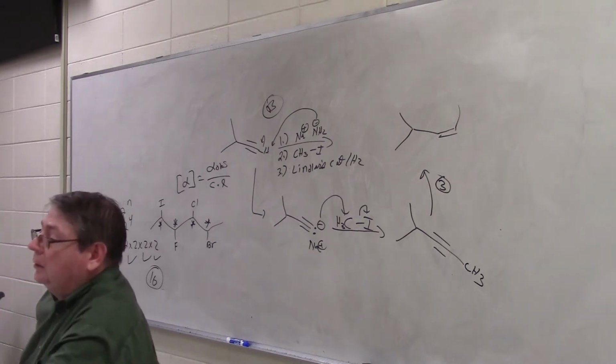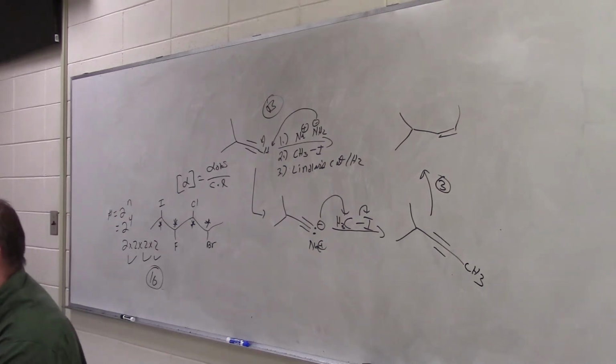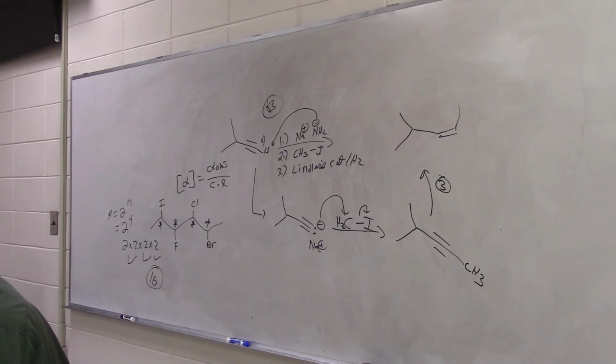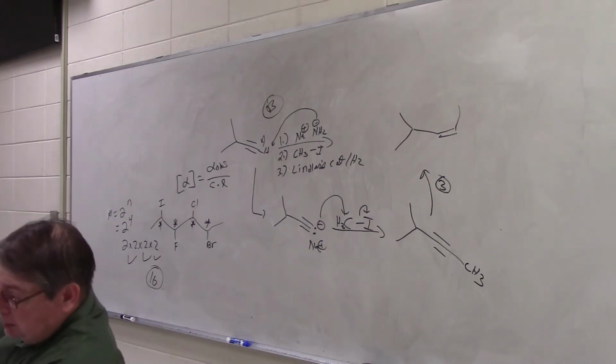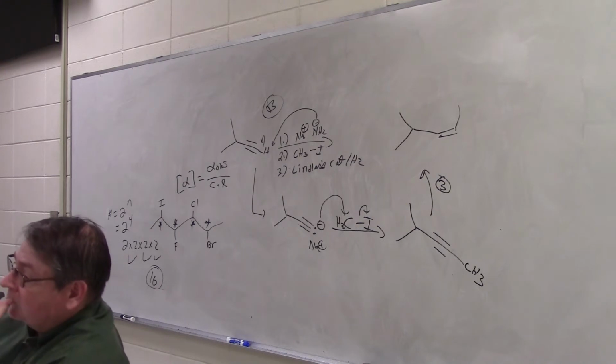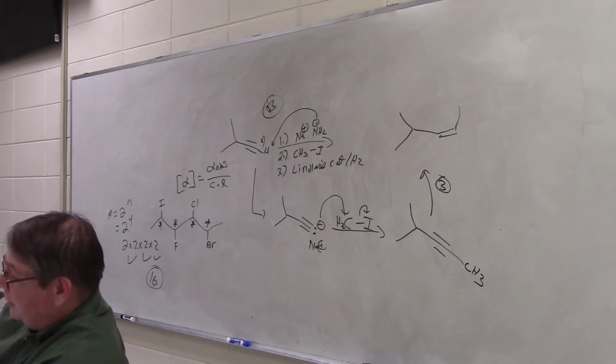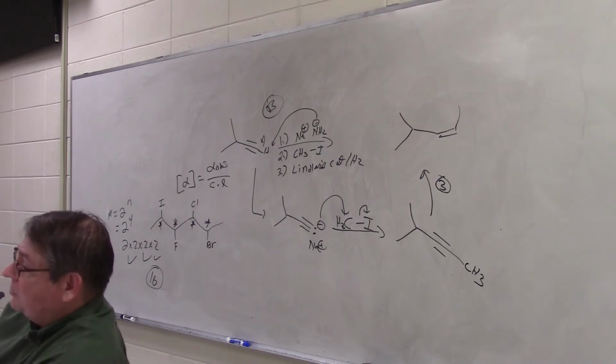About this one. Which one? Bottom one. Well, how many stereocenters does it have? 3. So 2 to the 3rd, 2 times 2 times 2. No, not 2 times 3. 8. 2 to the 3rd, 2 times 2 times 2 is 8.